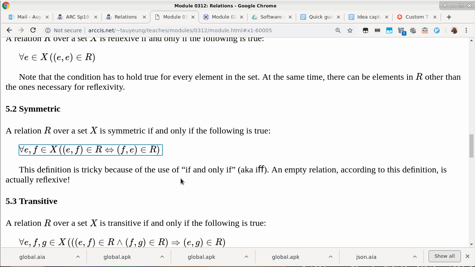So what has to be true is EF as a two-tuple is in R if and only if FE is also in R. So if one is missing, the other one has to be missing. If one is present, the other one also has to be present. Is that okay? So the key here is the if and only if symbol, or equivalent symbol, this thing here. What this says is if the left-hand side is false, the right-hand side has to be false, and the other way around. If the left-hand side is true, the right-hand side also has to be true, and the other way around as well. That's why it's also called if and only if.